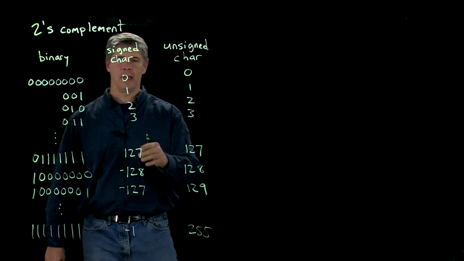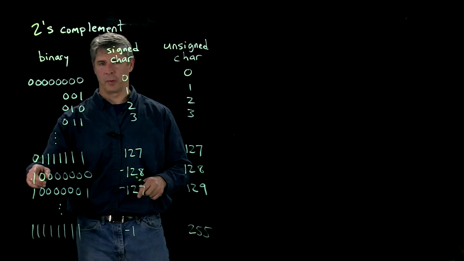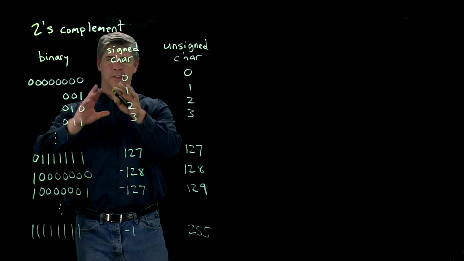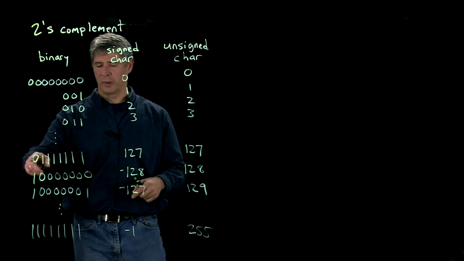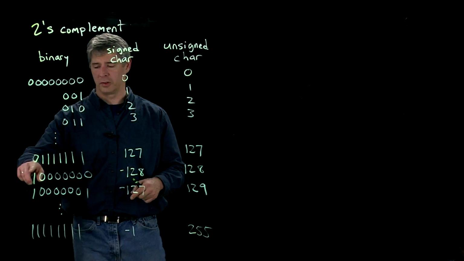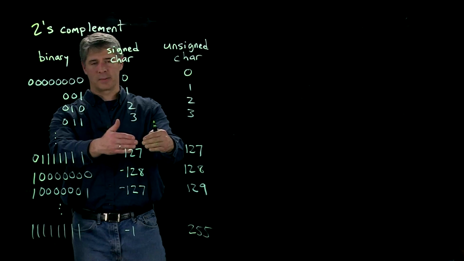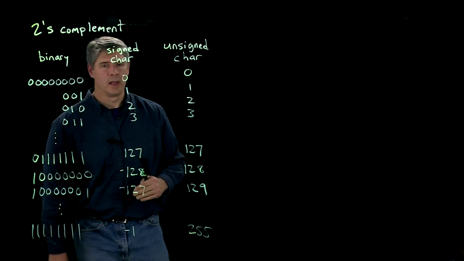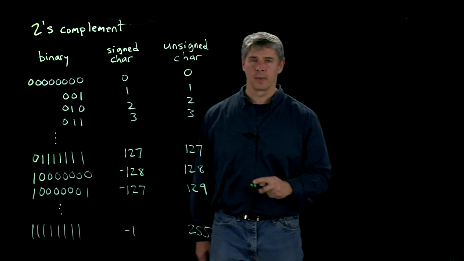So in 2's complement, this first bit here tells us whether we have a negative number or a positive number. And whether it's a char or an int or a long int, any integer type, when we have this transition from 0 to 1 in the most significant bit, then we have a jump from the maximum positive value to the maximum negative value. And that's the 2's complement representation of integers.